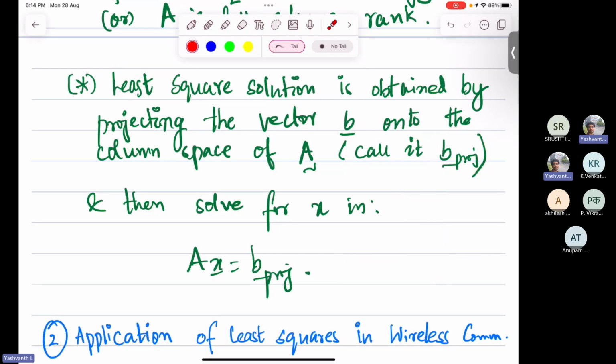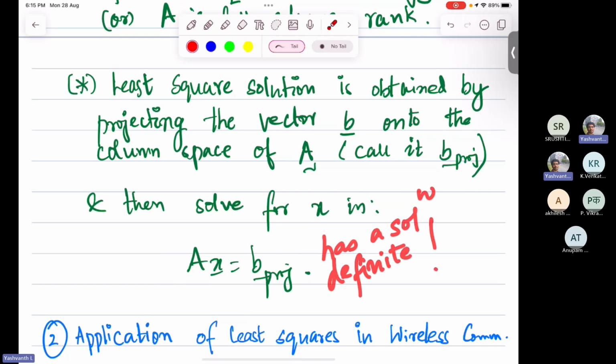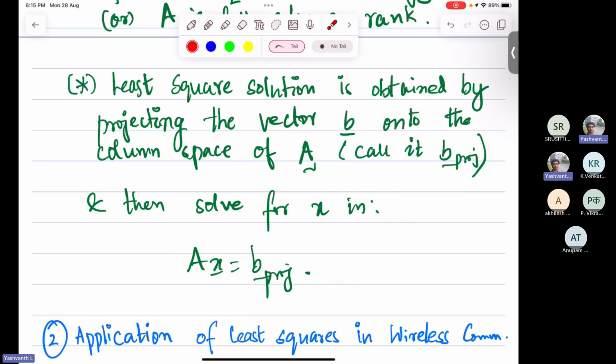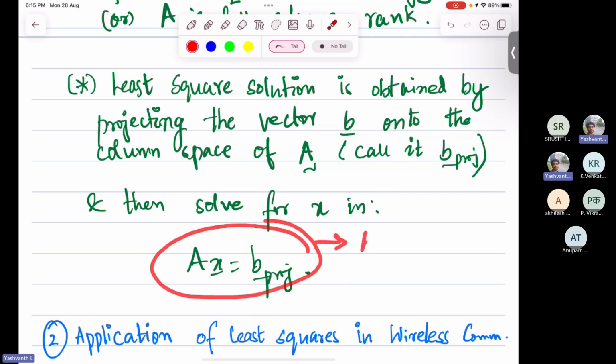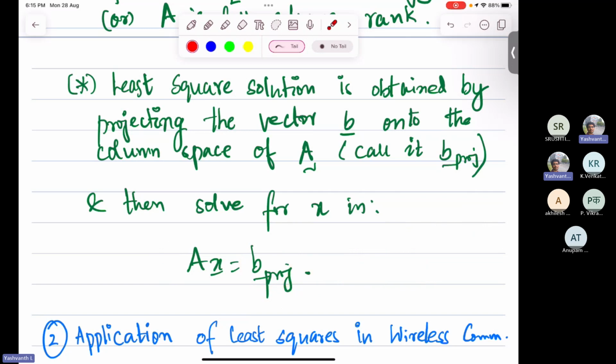Then essentially what least squares does is, instead of solving Ax equal to B, it solves Ax equal to B proj. Now you see, B proj by definition is already projected onto the column space of A. That means it definitely belongs to C of A. That means this system of equations Ax equal to B proj has a solution. It's not possible for it to not have a solution. A solution always exists, because B proj by definition always lies in the column space of A, and the resultant x that you get is called the least square solution.